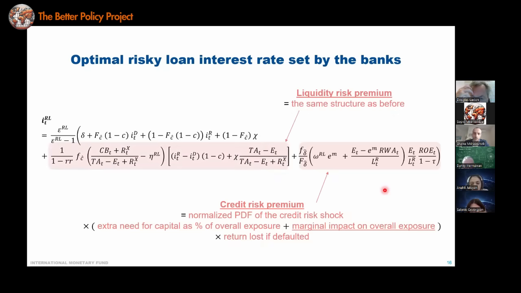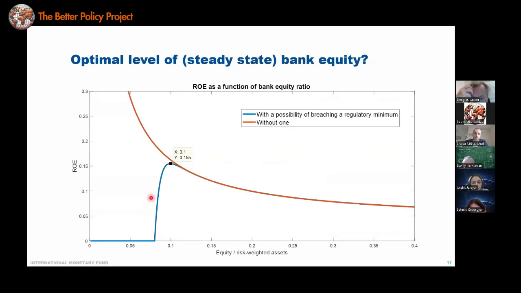The liquidity risk premium is essentially the same, except the haircut part is different. In terms of bank equity, the optimal decision for banks will be to hold positive equity buffers.